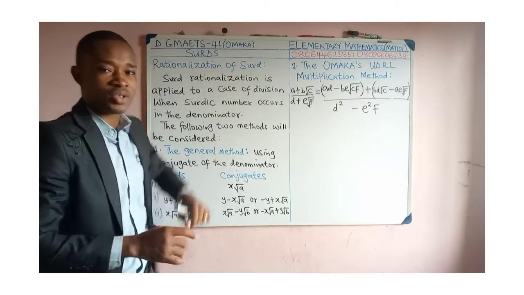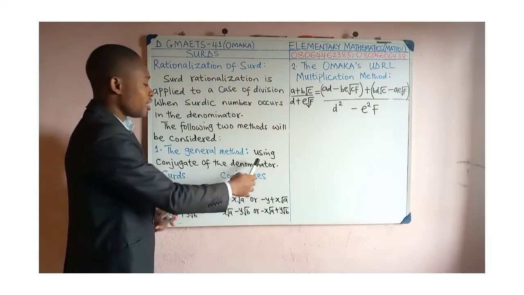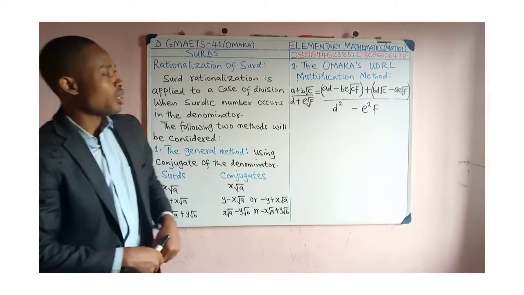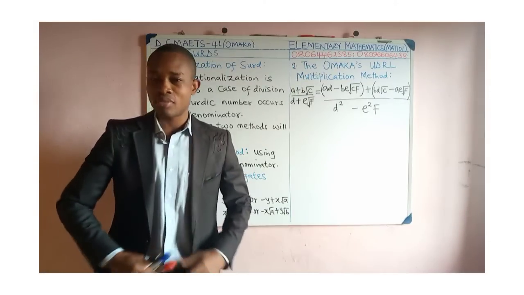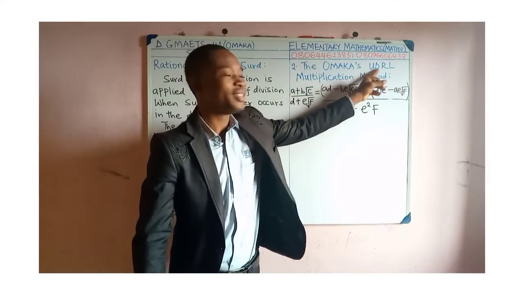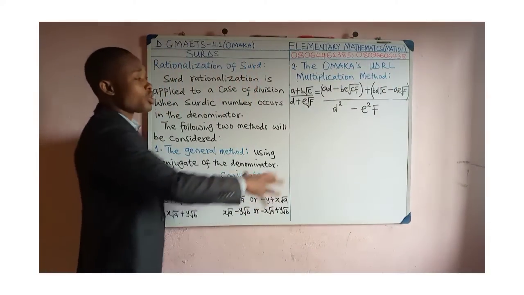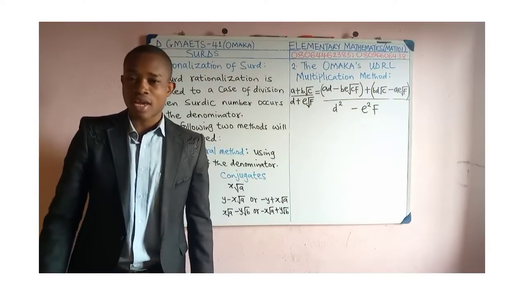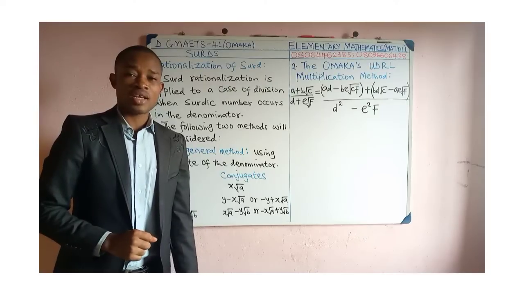We've got two methods we are going to apply here. We have the general method where we apply the conjugate of the denominator principle. And then we're going to also talk about the Omaka's UDRL multiplication method. The UDRL there means up and down, right and left multiplication method. Of course, that's how we go about obtaining this formula that we use in solving surd rationalization. Quickly, let us go through this general method.